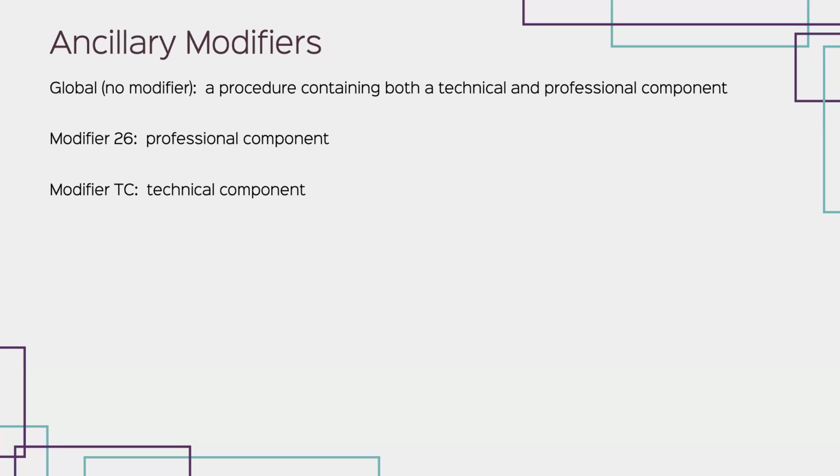And then lastly, the last big section is going to be for global and your technical and professional components. So your professional component is going to identify the work of the physician to perform, read, interpret, or supervise the service. And then your technical component is going to identify the cost that's associated with the equipment, employing your technicians, your supplies, and things along those lines.